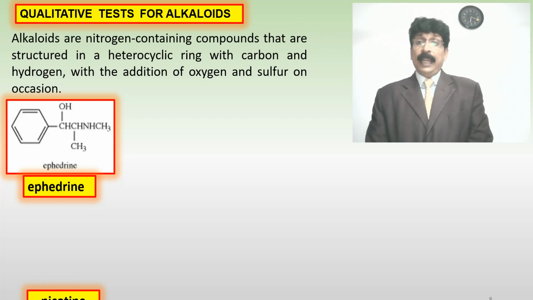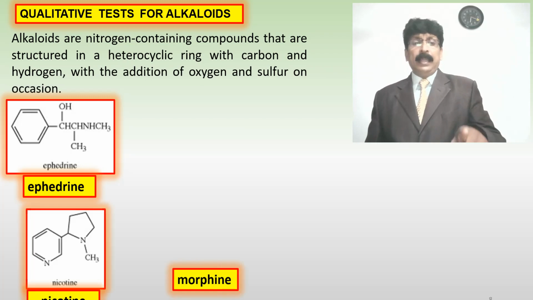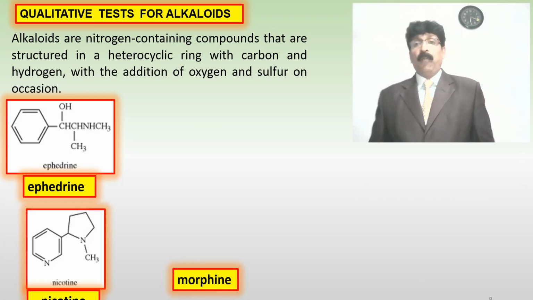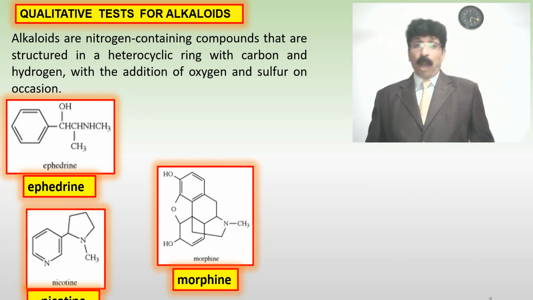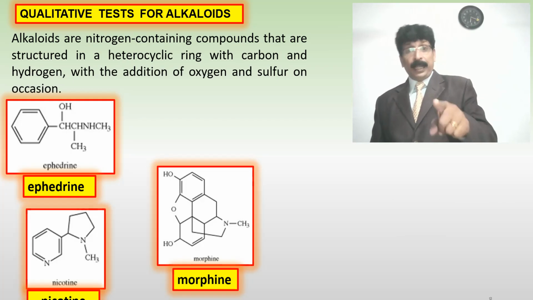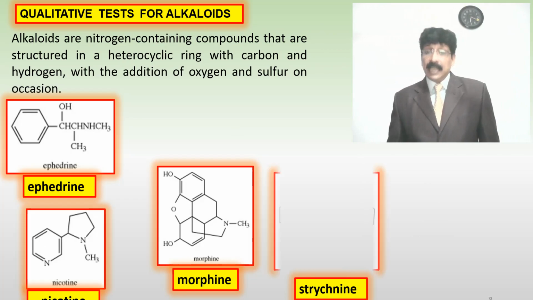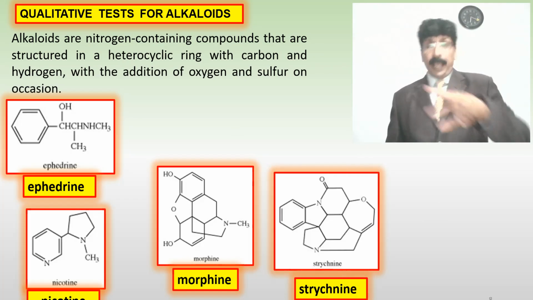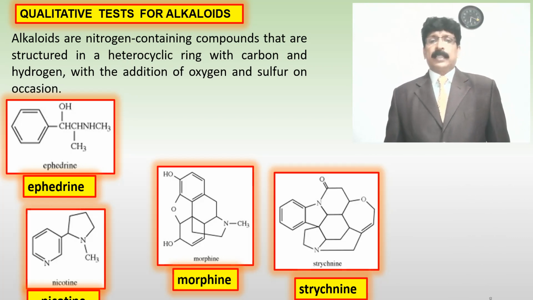And nicotine, you can see it contains 2 nitrogens, one in the pyridine 6-membered ring structure and one in the pyrrolidine 5-membered structure. Also we have one N-methyl group inside the ring structure, nicotine. Morphine also you can see an N-methyl group inside the ring structure. And you can see strychnine, they all have nitrogens inside the ring, a complex structure which you can see very clearly is an indole structure.